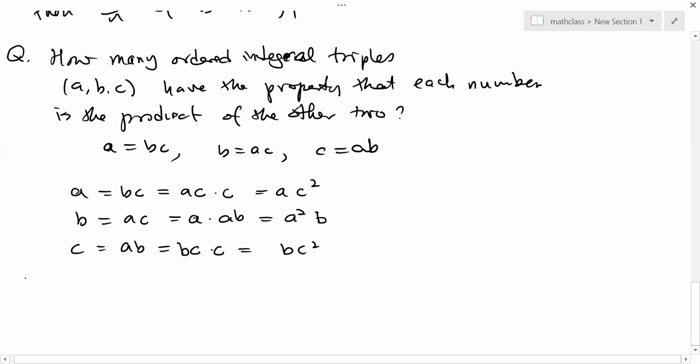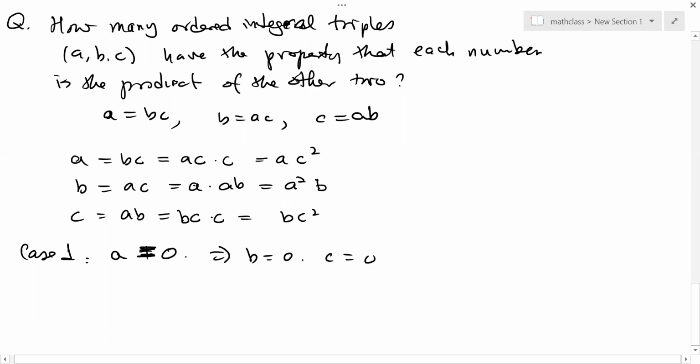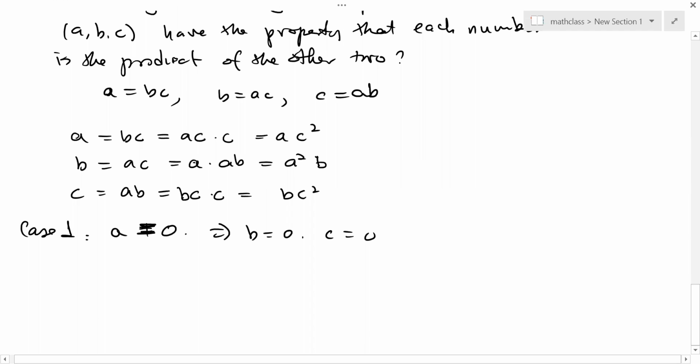Now, for the first case, you want to look at the first equation. You assume that A is 0, because A could be 0. If A is 0, then this implies B is 0 and C is 0 from the second and third equations, because B is A times C and C is A times B. Then case 2 is A is not 0.